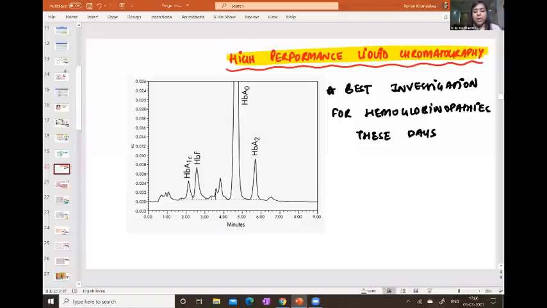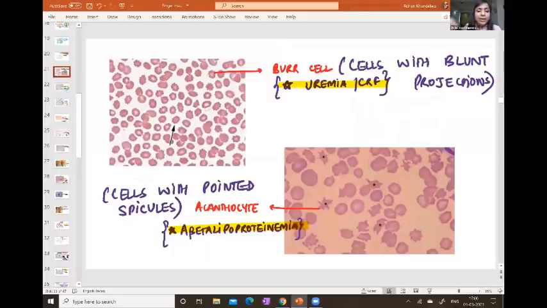Okay, in this image, can we identify that these cells are very characteristic? They're not normal RBCs. They have certain projections, blunt projections, irregular projections. These cells are called Burr cells, right? And these Burr cells are seen in uremia, or chronic renal failure, right?